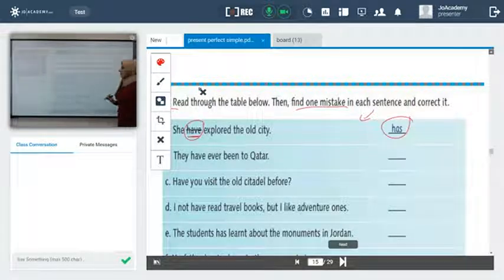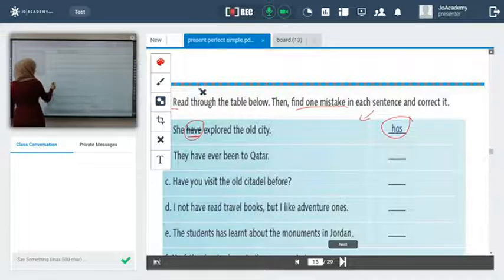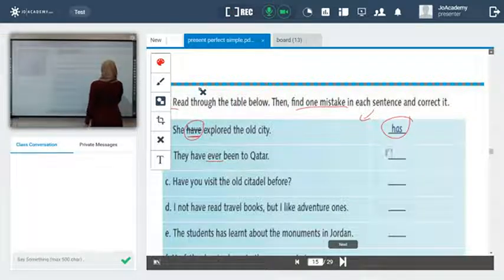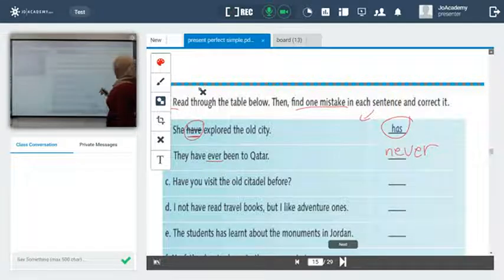What about sentence number 2 or sentence B? They have ever been to Qatar. This is a negative sentence. So where is the mistake in it? Can we say they have ever? Can we use ever in the statements? It is used in questions. So what should we write instead of ever? Very good. We need to write never. So the correct word is never and the mistake is ever.